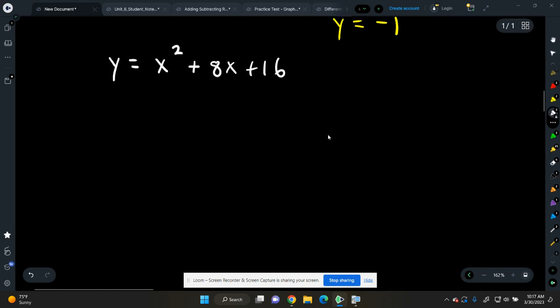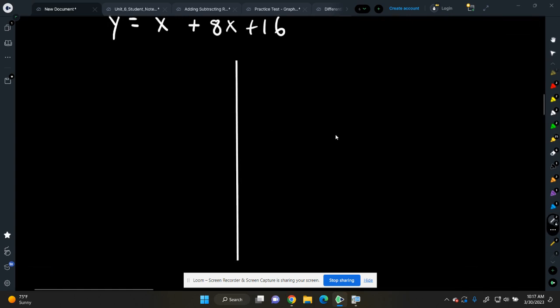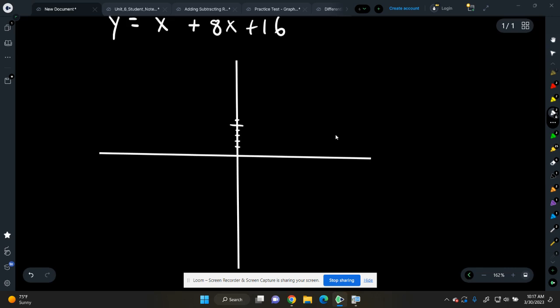Okay. So I've got to draw a big graph. Why do I know that that's going to be a big graph? It's a 16. Yeah. Okay. The y-intercept is 16. Okay. So I've got 1, 2, 3, 4, 5, 6, 7, 8, 9, 10, 11, 12, 13, 14, 15, 16.